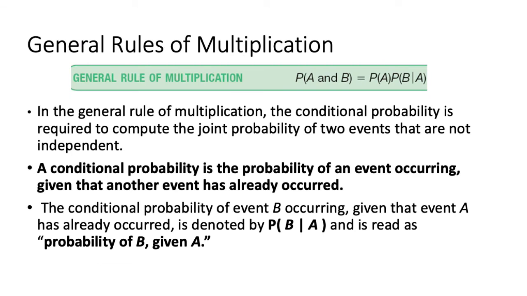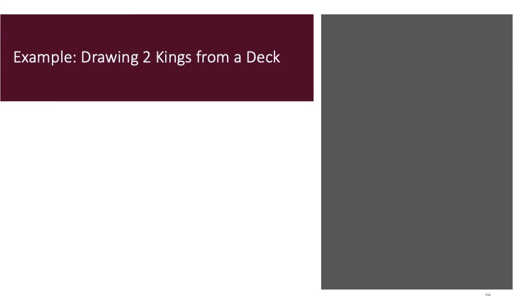General rule of multiplication. So the general rule is the conditional probability is required to compute the joint probability of the two events. The general rule can be written and read as such. The probability of A and B is equal to the probability of A, so event 1 taking place, times the probability of event B given that event A has occurred. This line here between B and A, that's read as the word given. What this is saying is, okay, what is the probability of this event B now that event A has already occurred? So let's look at this example.